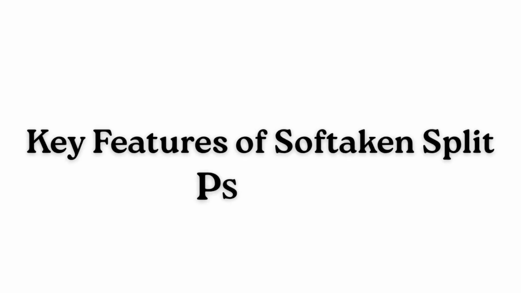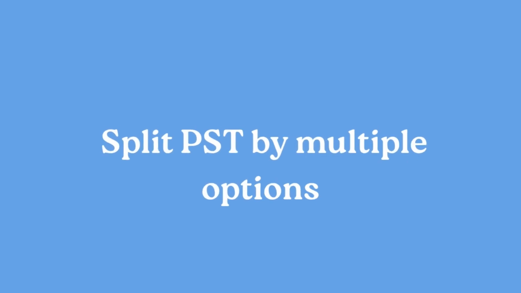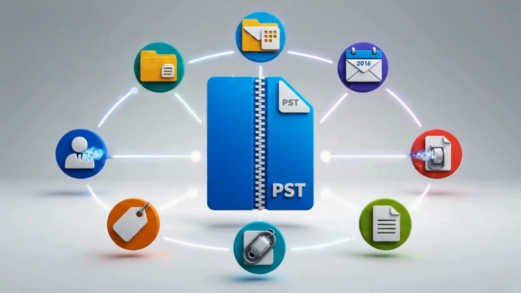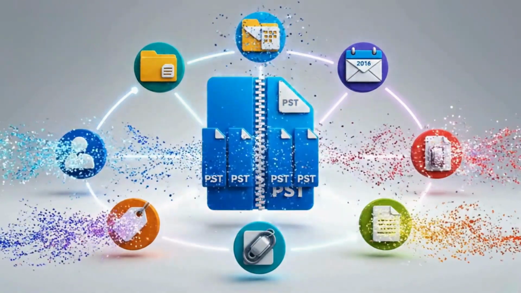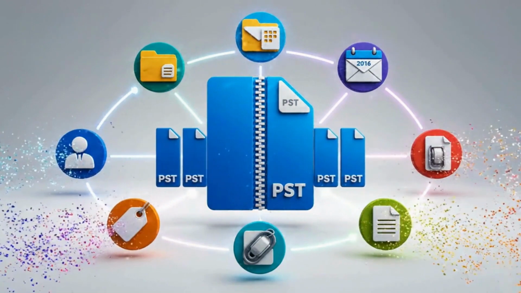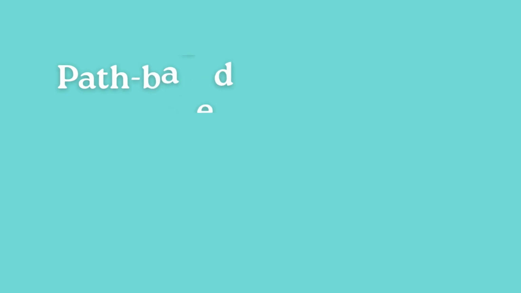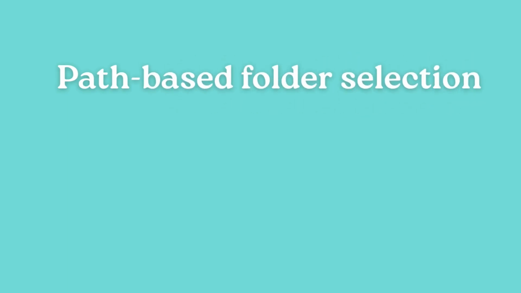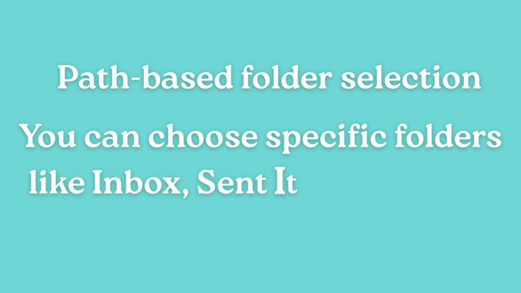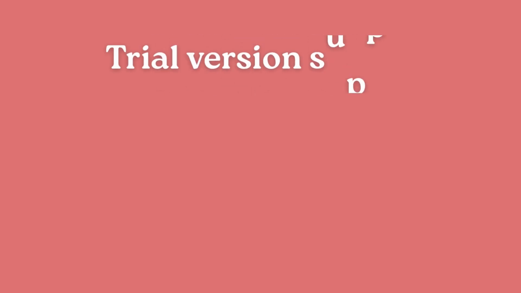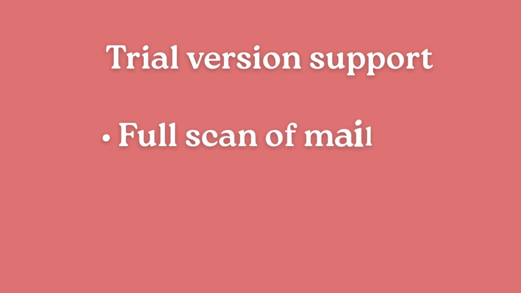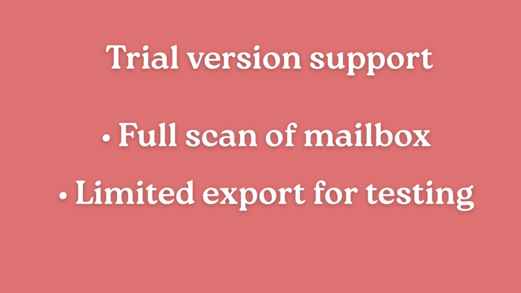Key features of Softaken Split PST Pro. Split PST by multiple options: size, folder, year, date range, agenda, recipient, category, attachments, item type, path-based folder selection. You can choose specific folders like inbox, sent items, or even subfolders. Trial version support, full scan of mailbox, limited export for testing.